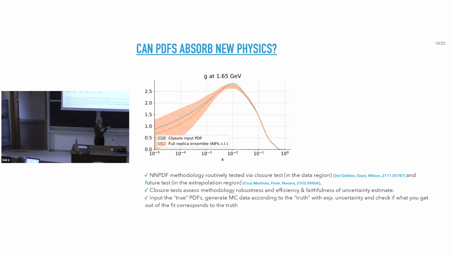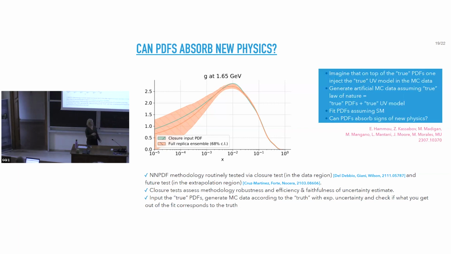So the idea is that you input a true PDF. Instead of having the real data, you generate artificial data with the true law of PDFs, as if it came down from the sky, you know, I don't know, MMHT are the true PDFs, fine. So you generate all your data with the truth that nature is giving you. And then you check if, doing your fit, you find the truth, no? And if the uncertainty is faithful. So our idea was, okay, now imagine that on top of the true PDF, you can inject in the data also the true UV model that nature is giving you, okay?